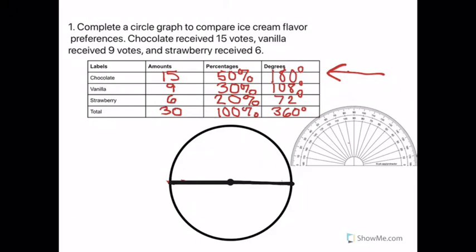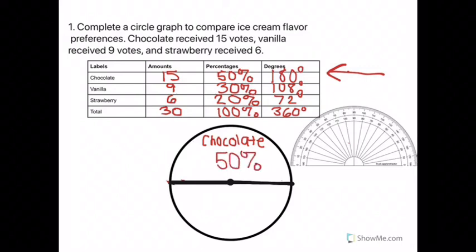So inside this first sector, we're going to write chocolate 50%, since 50% or half of my votes were for chocolate. We do not write in 180 degrees. That's just to help us know where to make the marks for our circle graph. But the audience doesn't care about the degrees. They just want to see the percentages and the circle graph as a whole.